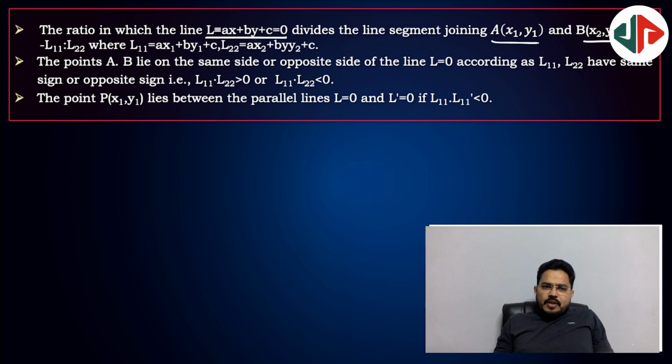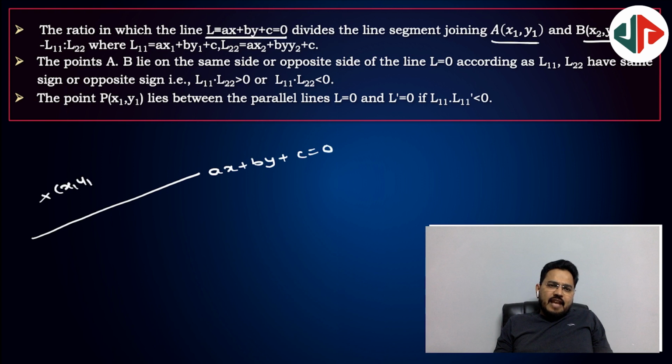For example, this is the line ax + by + c = 0. Here (x1, y1) we have, and somewhere here (x2, y2) we have. In which ratio is this line dividing the segment joining these two? In the ratio of m is to n. So what is the m and n value?